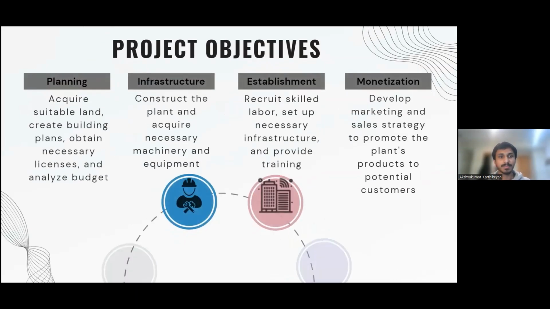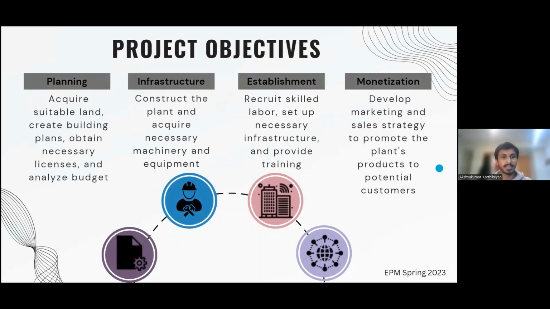Next slide. In the first phase, we will acquire suitable land for the plant and create detailed architectural plans. We will also obtain the necessary approvals and licenses from the local government and analyze the budget for the project. In phase 2, we will construct the plant and buy the necessary machinery and equipment for the manufacturing process. We will also establish relationships with suppliers for the raw materials that are needed.